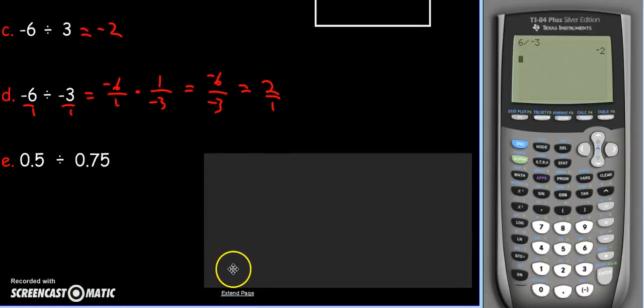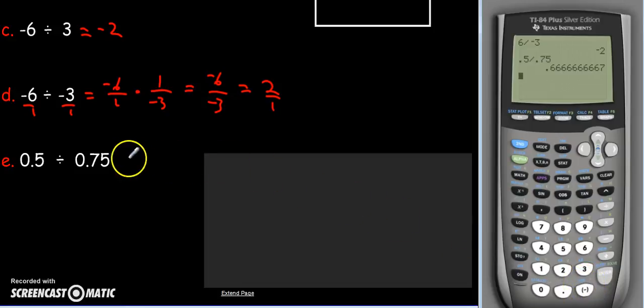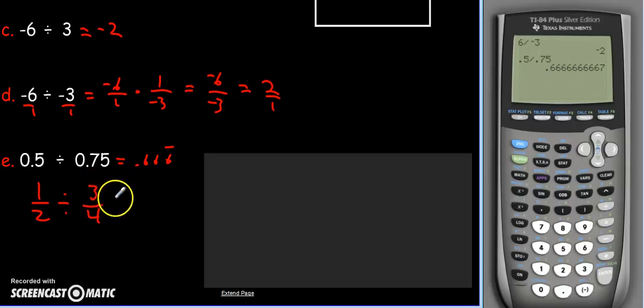Alright, so let's take a look at this last example. What is 0.5 divided by 0.75? So let's use a calculator for that. 0.5 divided by 0.75 is equal to 0.666666. Now this is repeating. This is 1/2 divided by 3/4. And as we've seen in previous videos, that's 2/3.